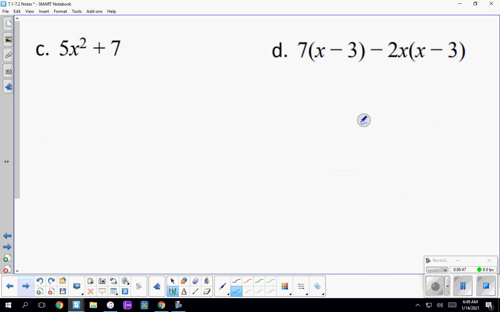Okay, so again, here in part C, we actually have no GCF. There's nothing that goes into each term, so this guy is already completely factored. And again, when we say factor, we mean use division to break it down into pieces.